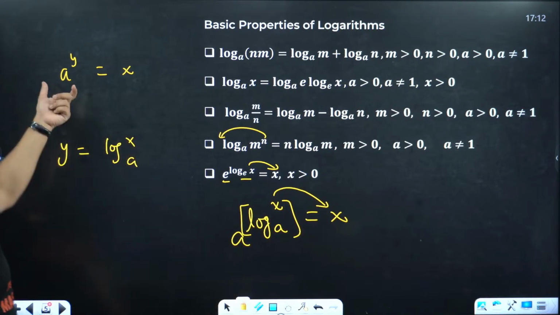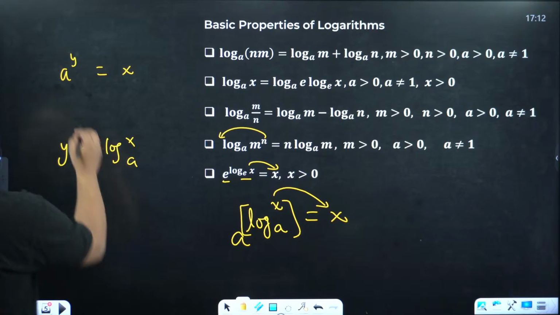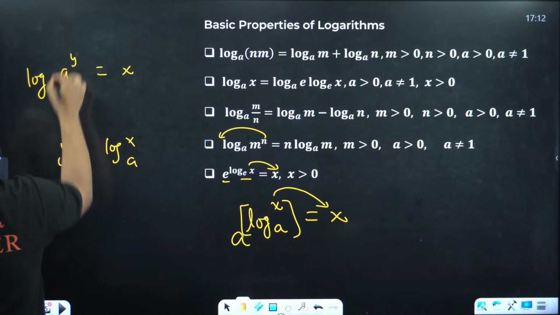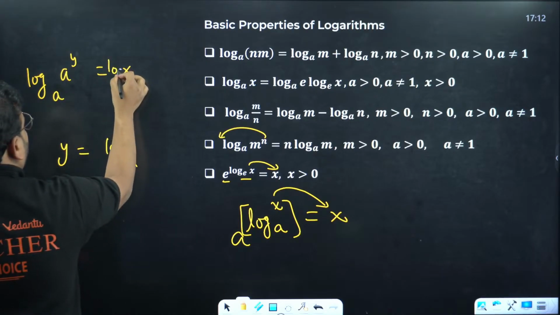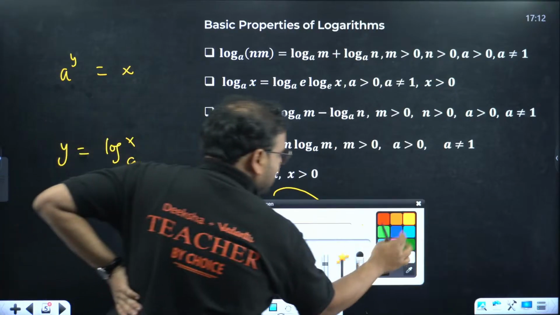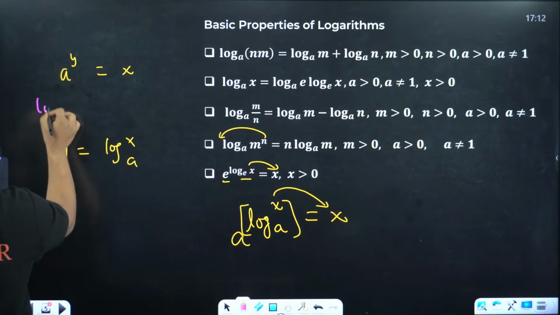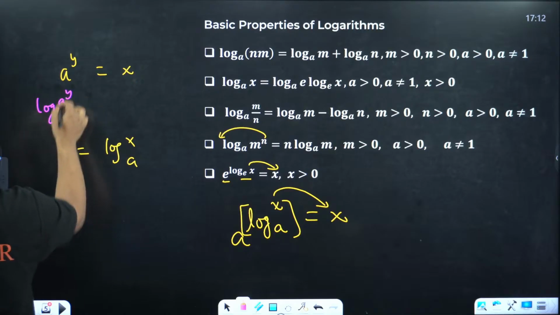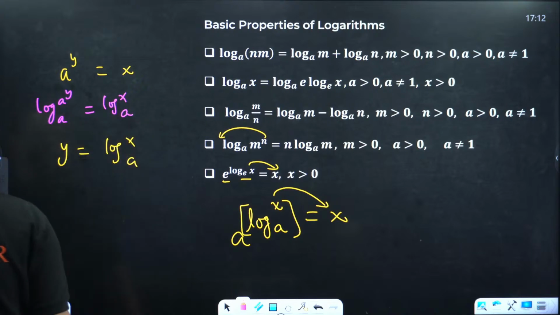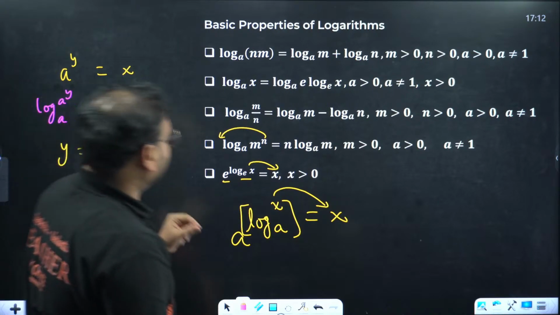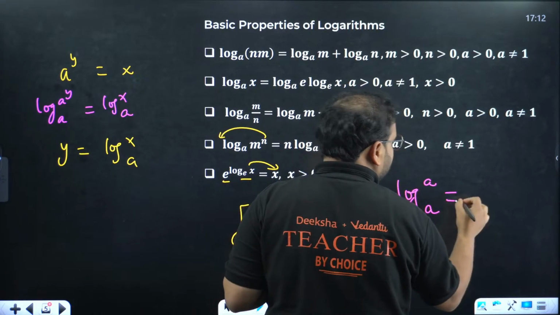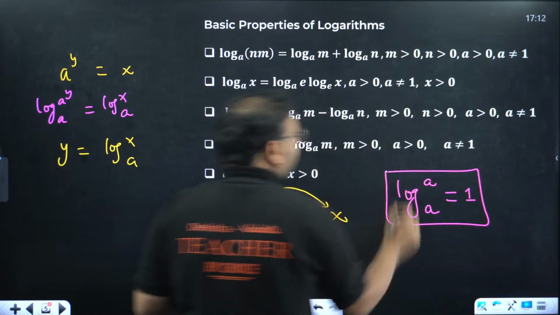Always. So when you are trying to solve this problem, if I apply log on both sides with the base a, I'll have log of a to the power y with the base a, and log of x with the base a. Check. Now the same property holds true here as well. Log a with the base a is equal to 1. Log a with the base a is equal to 1.